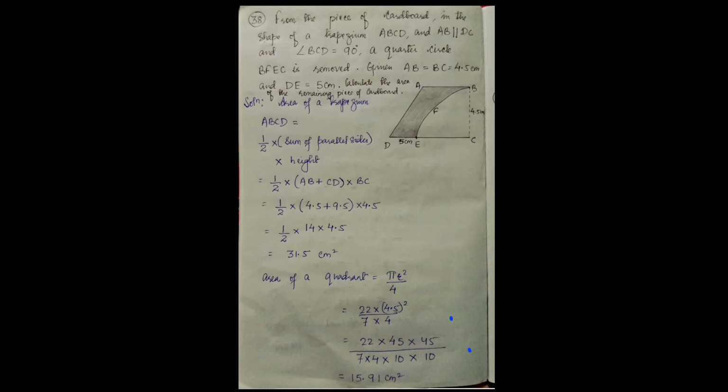Here it is given 90 degree. So for this trapezium, these two are parallel sides. This is the height of the trapezium. I have already taught you how to find the area of a trapezium in the previous class. Inside the trapezium, here is one quadrant. So we have to find this shaded region.